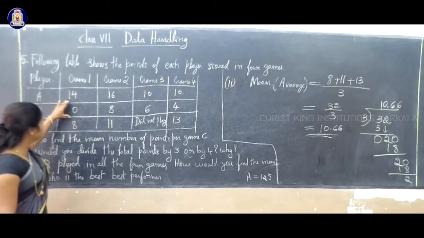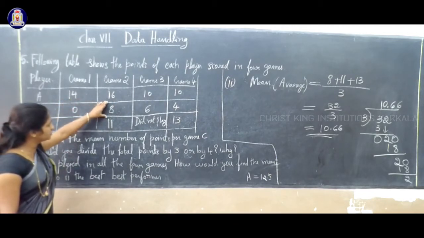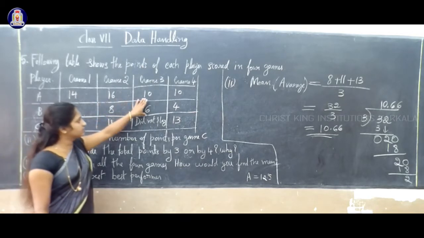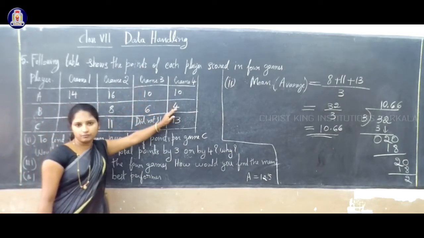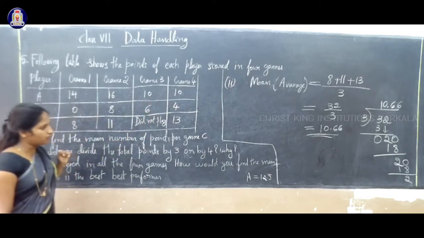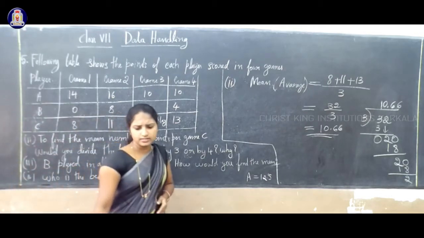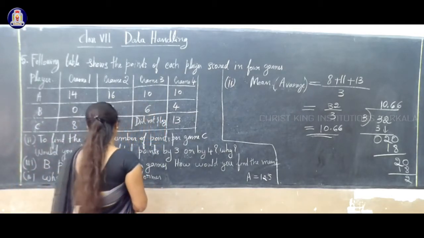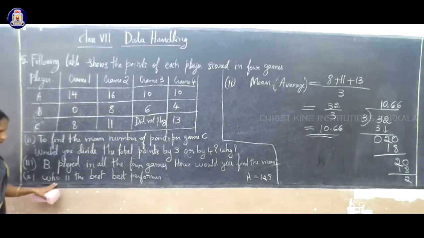In the first game, he scored 0 points, and in the second game, he scored 8 points, and in the third game, he scored 6, and in the fourth, 4 points. Clear? So now, what do we have to find? We have to find the average or mean. So how to find it? Sum of the observations divided by the total number of terms.